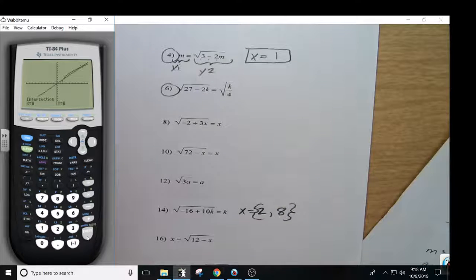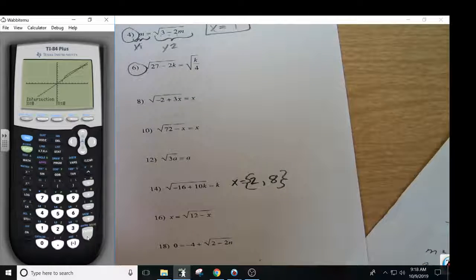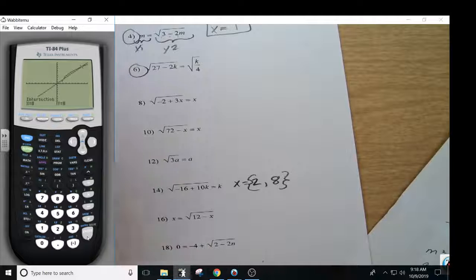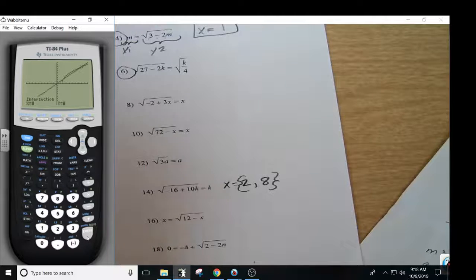There you go. How many people like the calculator way? Guys, I'm gonna be honest with you. If you can do it with the calculator, it's so easy, and you're not going to get it wrong.